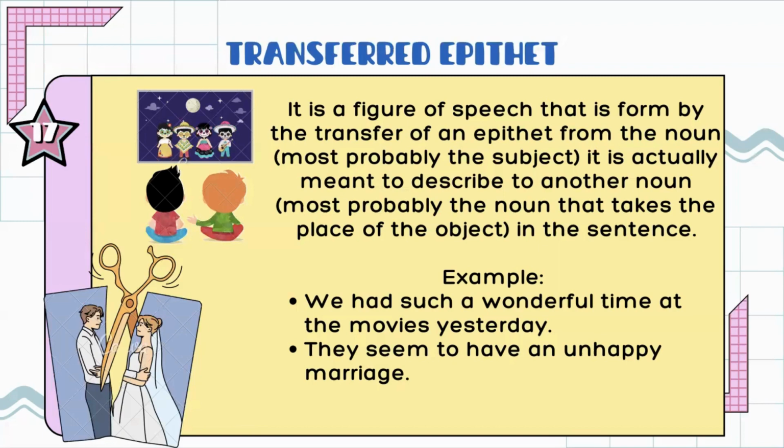Similarly, in the next example, they seem to have an unhappy marriage. Here, the epithet unhappy is grammatically applied to the noun marriage, but it actually describes the emotional state of individuals within the marriage. Hence, it suggests that the individuals within the marriage are unhappy because the marriage can't be unhappy. I hope that was clear.